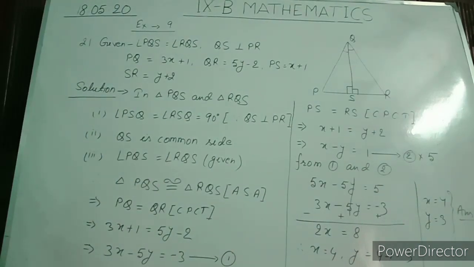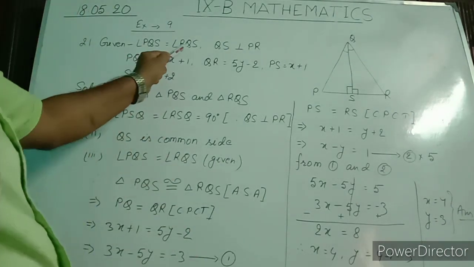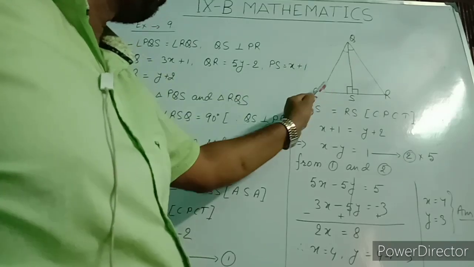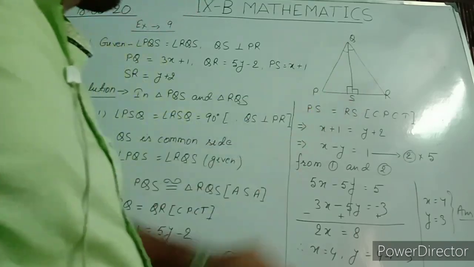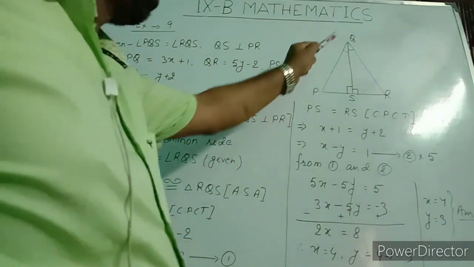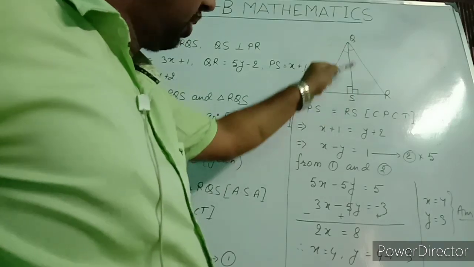In this question number 21, the given information is angle PQS equal to angle RQS. These two angles are equal. And PS is perpendicular to PR. It means angle QSP or PSQ equal to angle RSQ, that is equal to 90 degrees.